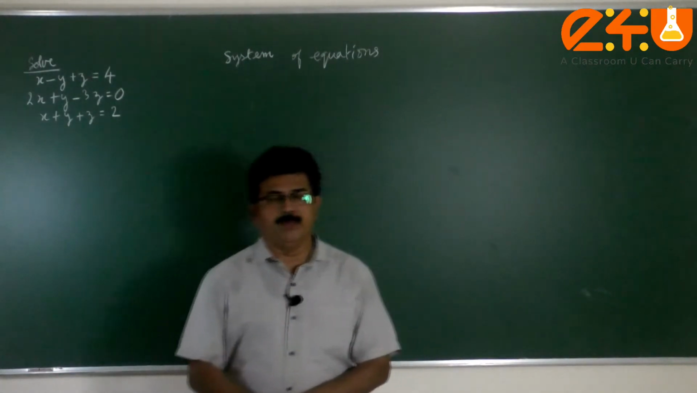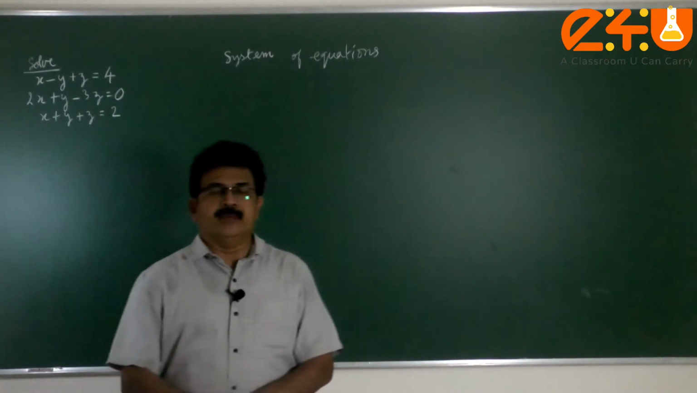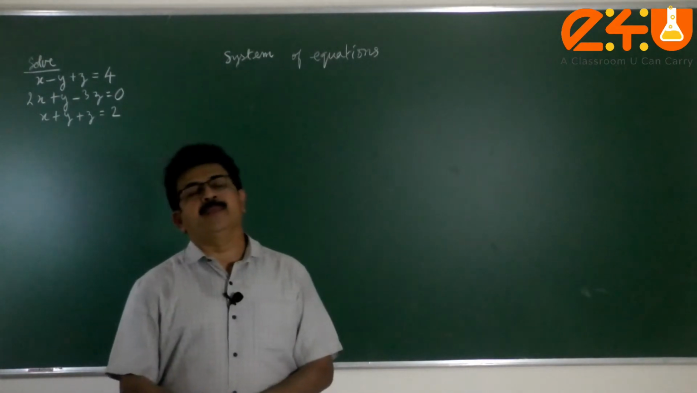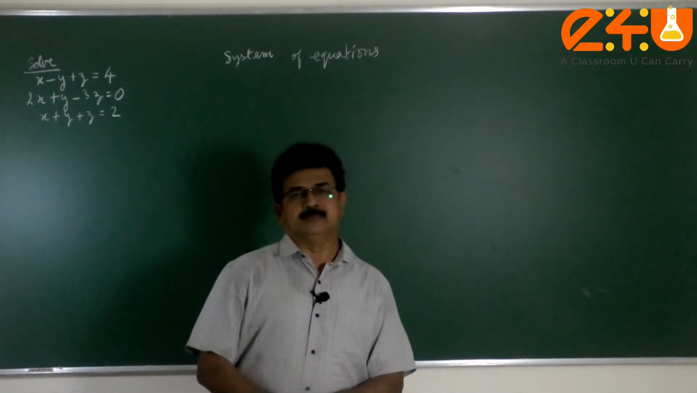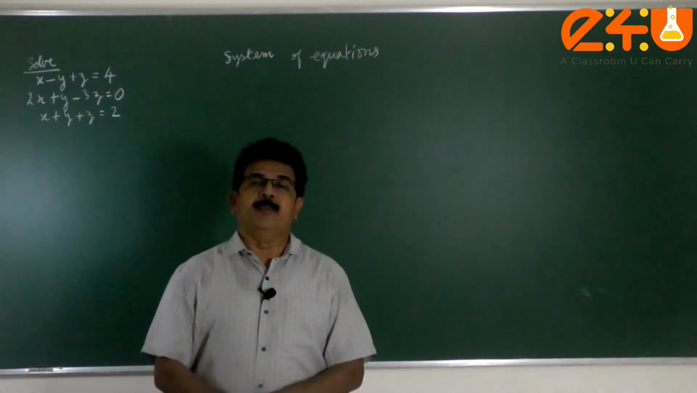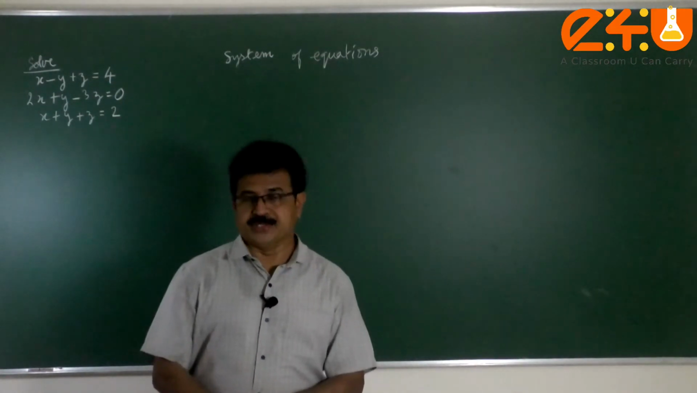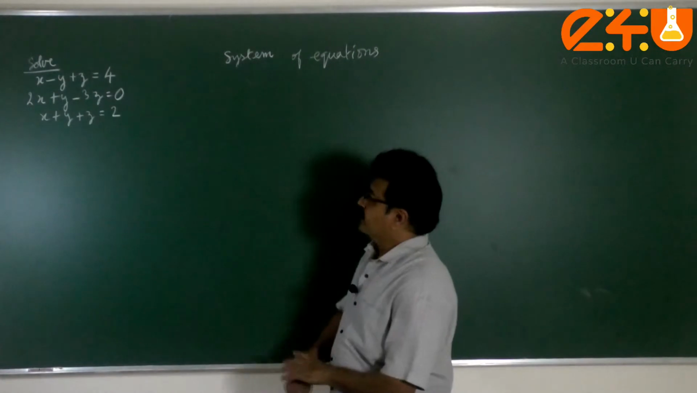Why is it called the method of matrices? Because we use the concept that the inverse of A is 1 by determinant A times the adjoint matrix of A. Hence this is named the method of matrices. Okay. So let's go into the concept.